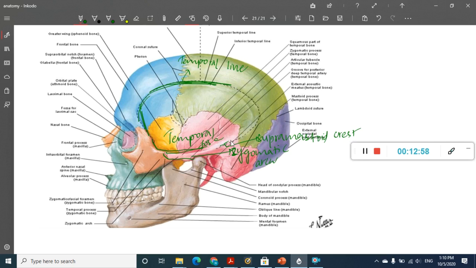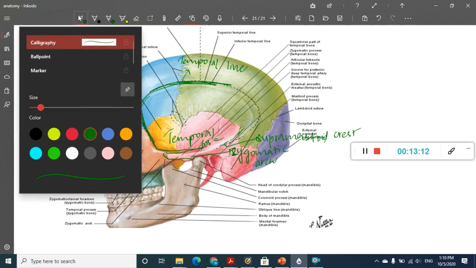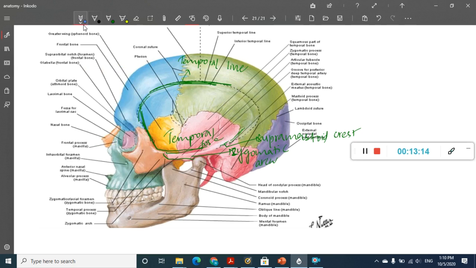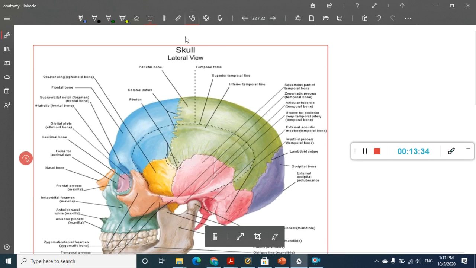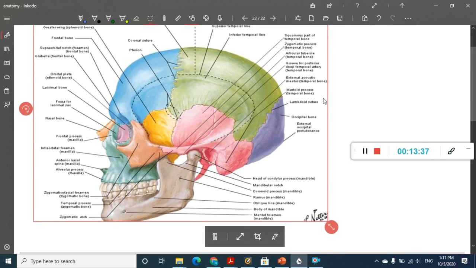This supramastoid crest also continues laterally. And medially, what does it have? Medially, it has the infratemporal crest of the sphenoid. And this is the temporal fossa. If you put a finger inside this temporal fossa, it will continue below. What is present below is called the infratemporal fossa. So we will see the infratemporal fossa here.